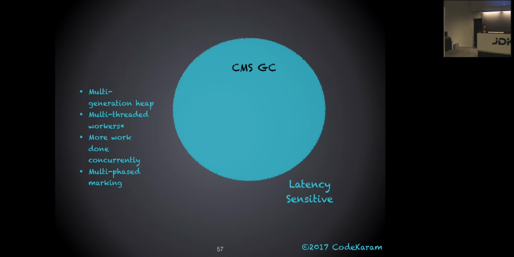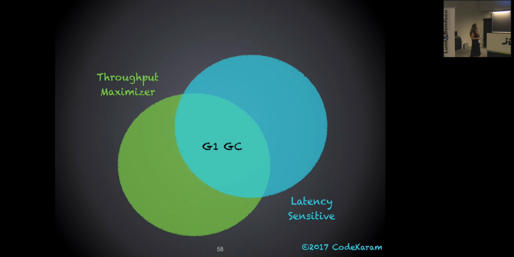So I call the CMS GC a latency-sensitive GC. And that's because you have the multi-generational heap, and you have multi-threaded workers in some of the phases of multi-phased marking. And there's more work done concurrently. So remember when I said responsiveness? When you do more work concurrently, your application is more responsive because you're breaking down the phases, which is what multi-phased marking is all about.